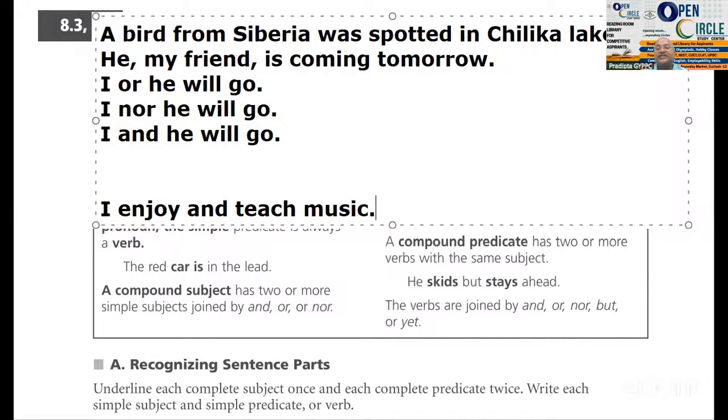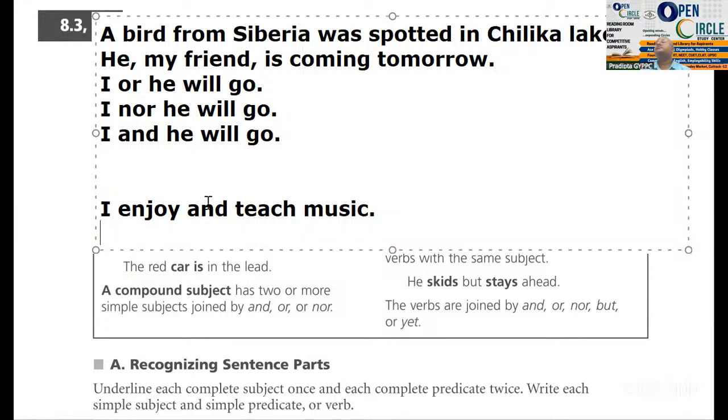Can you make new sentences using or, nor, but, yet? Sir, I can enjoy to teach music. There should be two verbs. Here there are two verbs. One is enjoy, another is teach, together joined by and. Sir, I play and... And is over.